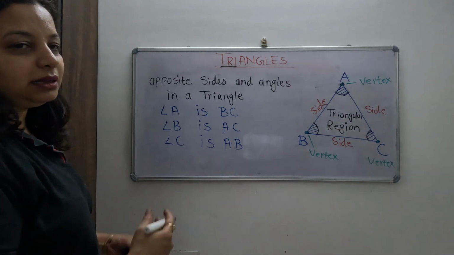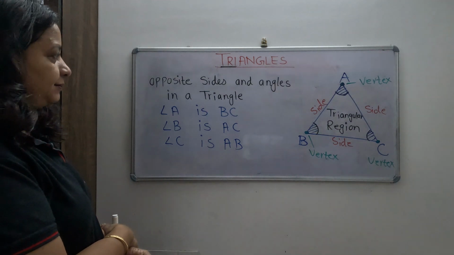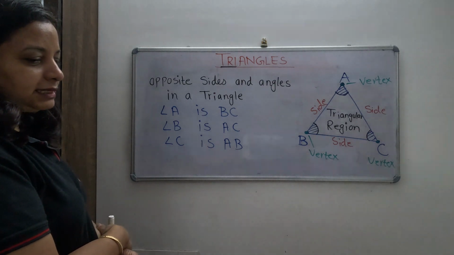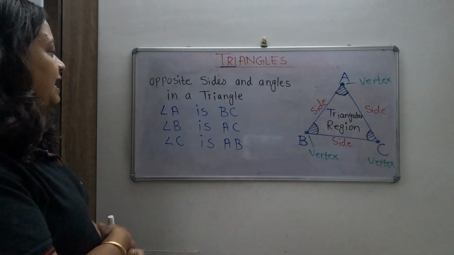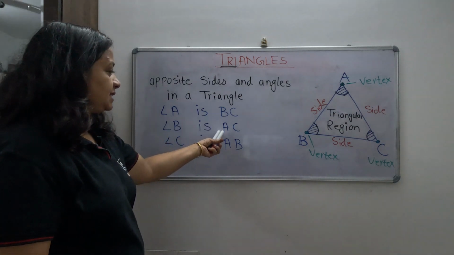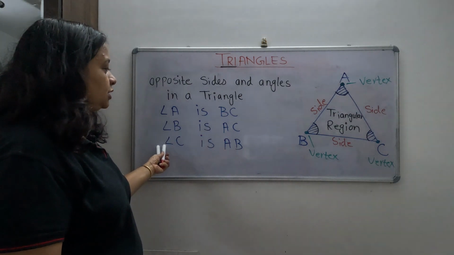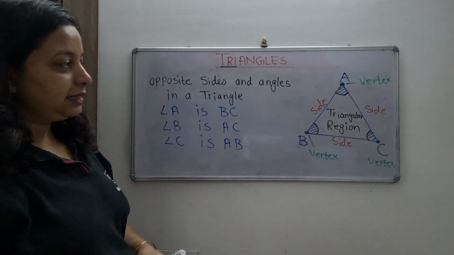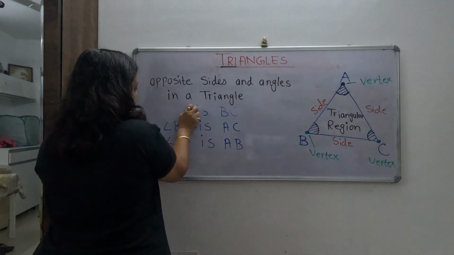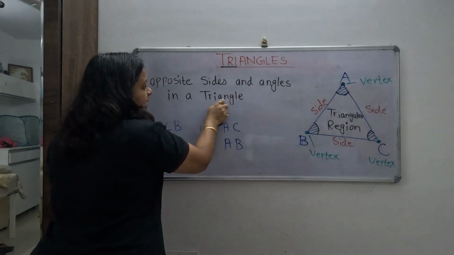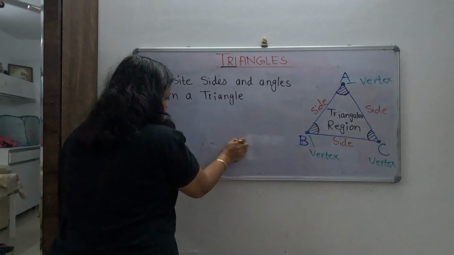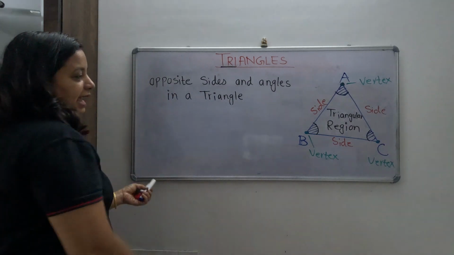So these are the opposite sides. The side opposite to angle A is BC. The side opposite to angle B is AC. The side opposite to angle C is AB. Like that. Now, the second is the angle opposite to the sides. This is the side opposite to the angles.